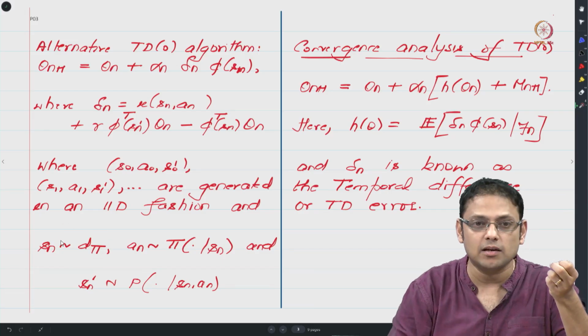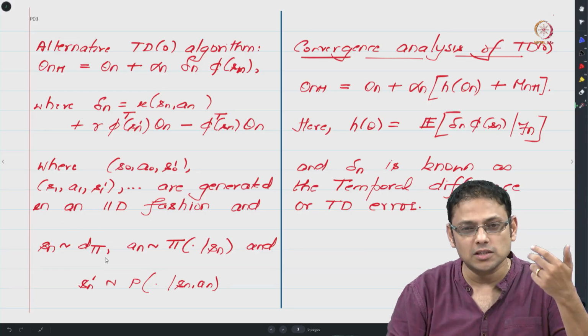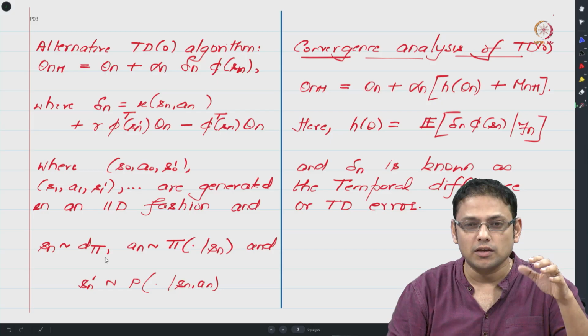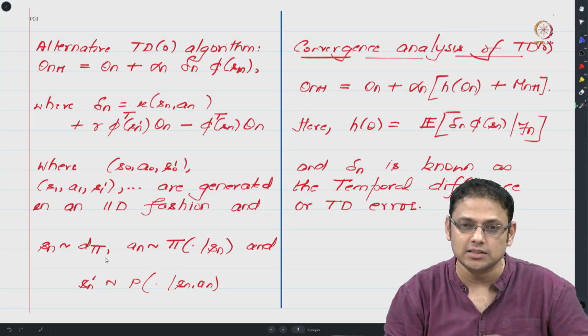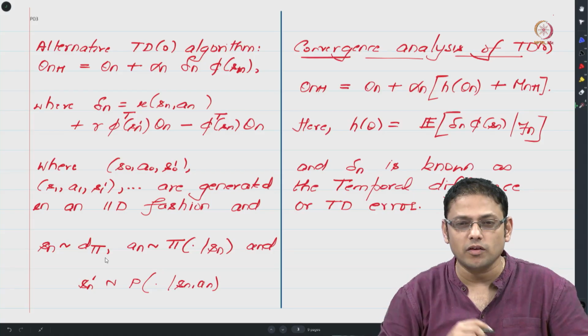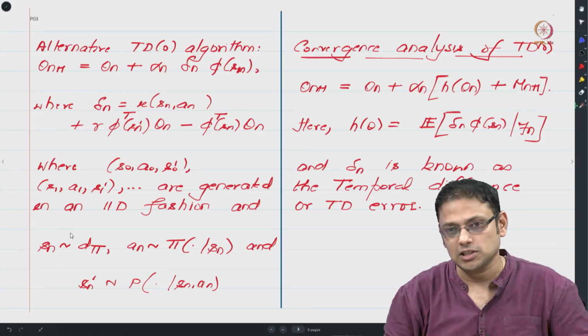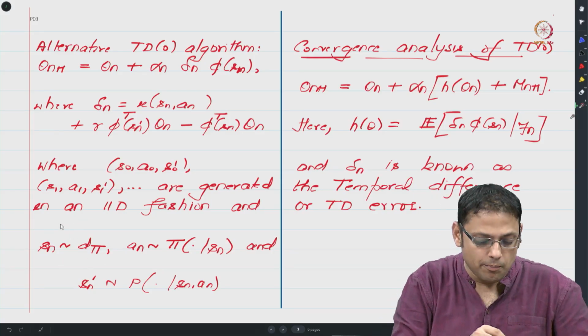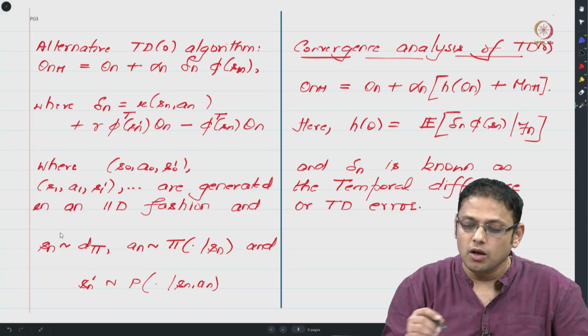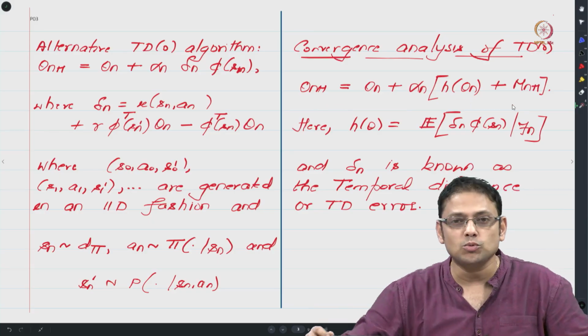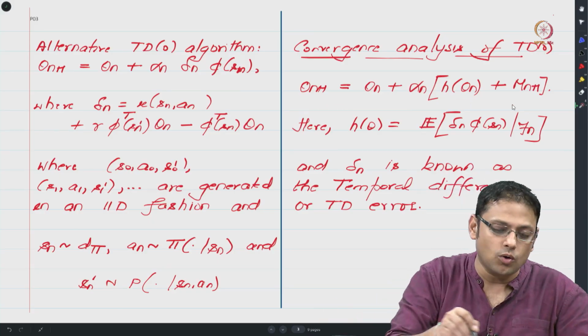The only challenge that remains is how to obtain Sn from this d pi distribution. As I said, some practical ways would be to just allow the Markov chain to evolve for some time and then sample, but later on we will see how to get rid of this assumption as well. So now the question is, presuming we can sample Sn, An and Sn prime in this idealized way, what can we say about the asymptotic behavior of your TD0 algorithm?